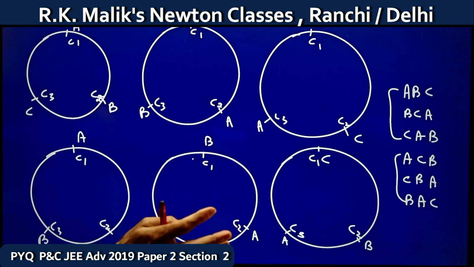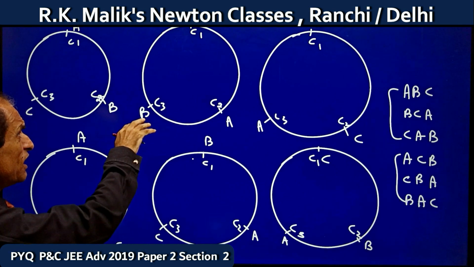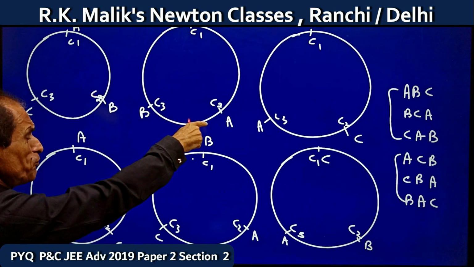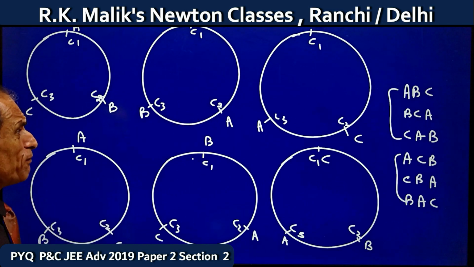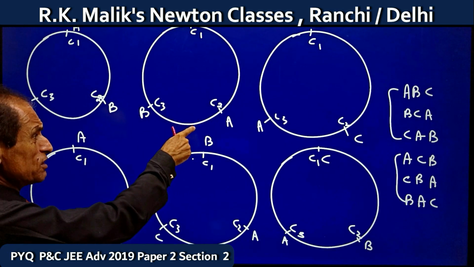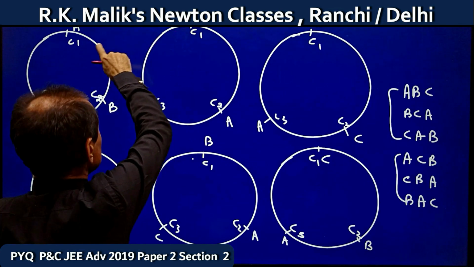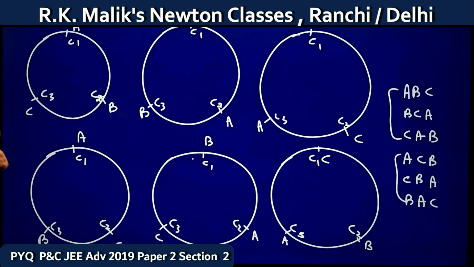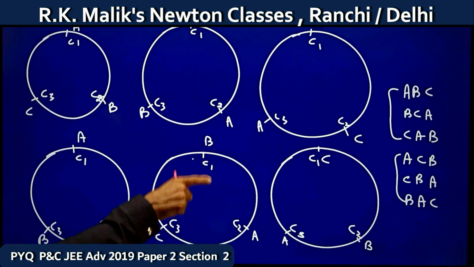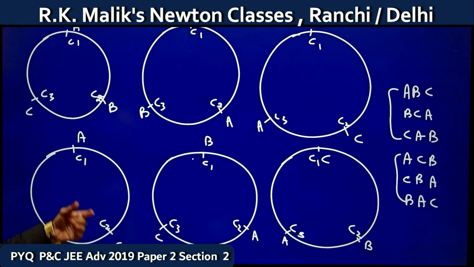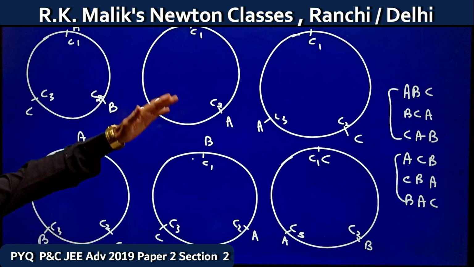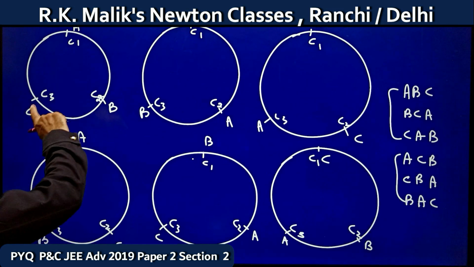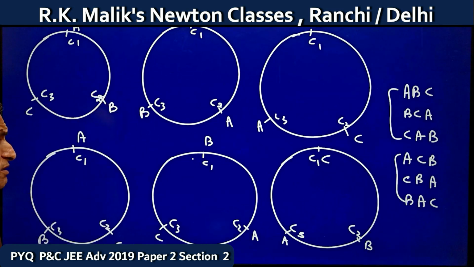That is, if I go somewhere and come back, and if they have changed their position in this way, then I will be able to say that they have changed the position because previously A was sitting on C1, now C is sitting on C1. That is, in this case, all these 6 arrangements will be different, even if they are sitting in a circle. Don't get confused by the name circle. These are all different arrangements because it is possible for me to differentiate between these two arrangements.